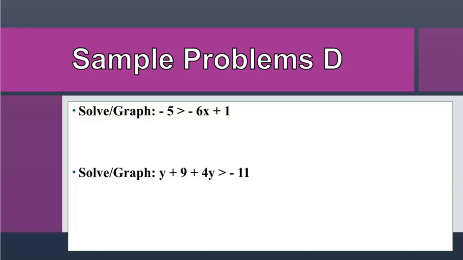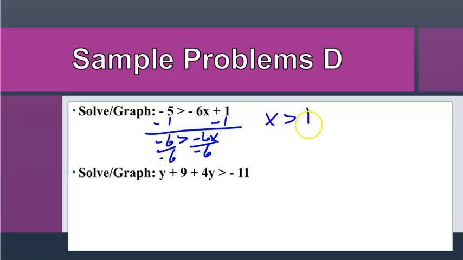Next, solve and graph here. I need to subtract 1 on both sides. You got negative 6 is greater than negative 6x. Divide by negative 6. I now have x. I have to flip the symbol, so x is going to be greater than positive 1. Open circle at positive 1. Greater than means going to the right.